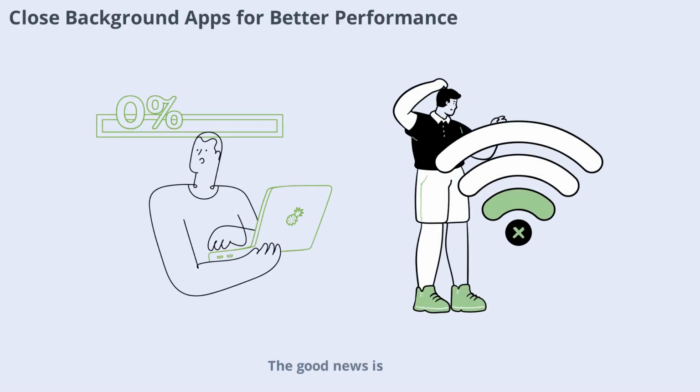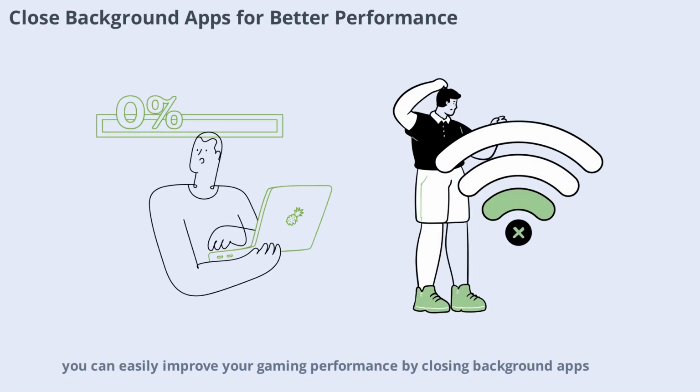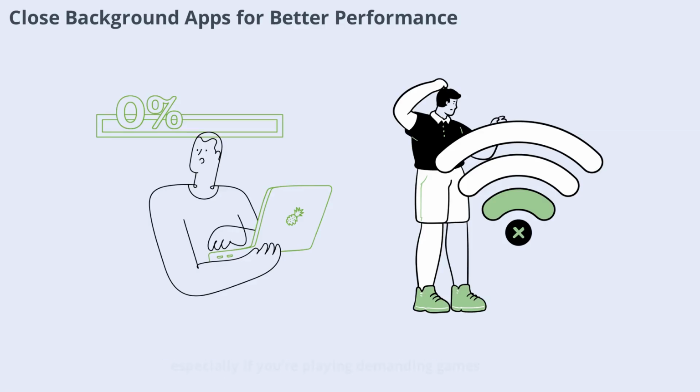The good news is, you can easily improve your gaming performance by closing background apps. When you close these apps, your computer has more resources available for your game. This means higher FPS, smoother gameplay, and a better overall experience. It's a simple step that can make a big difference, especially if you're playing demanding games.